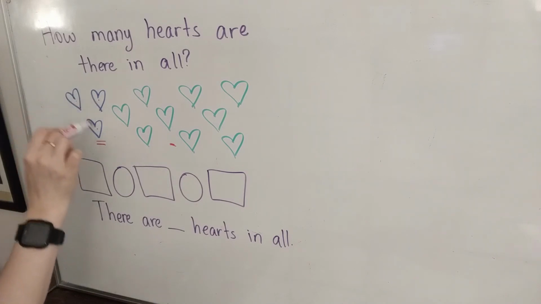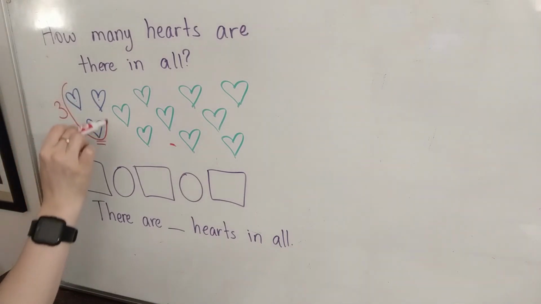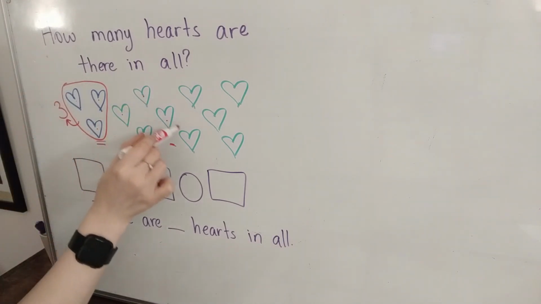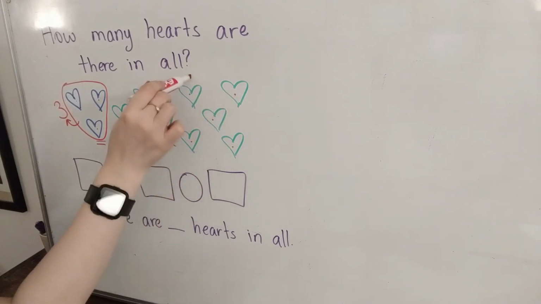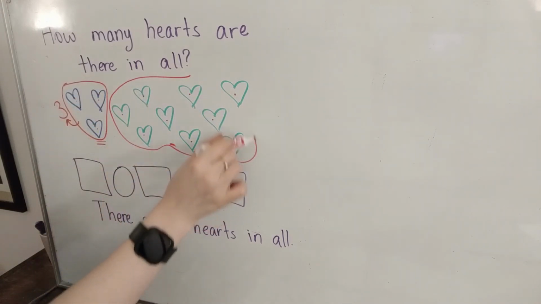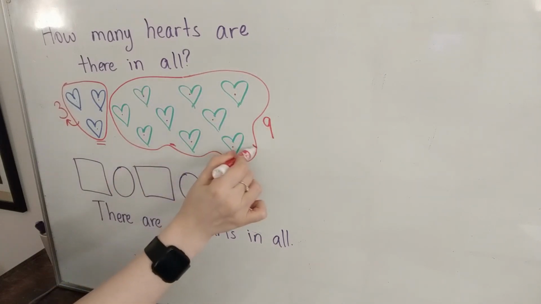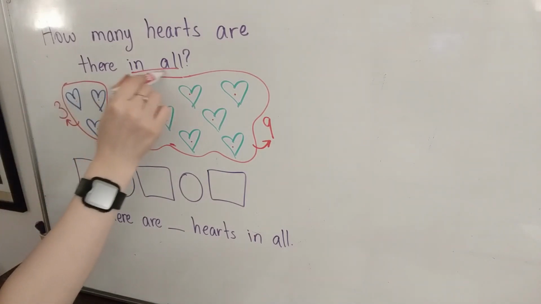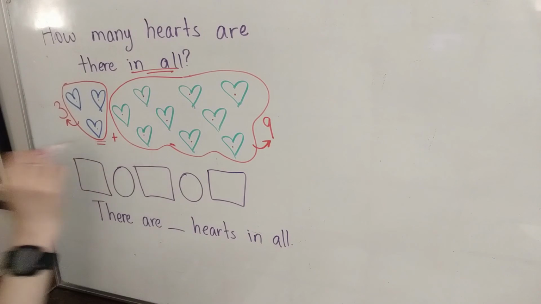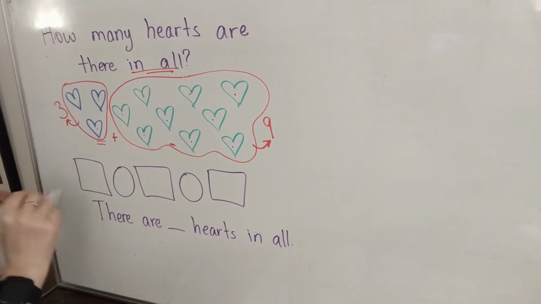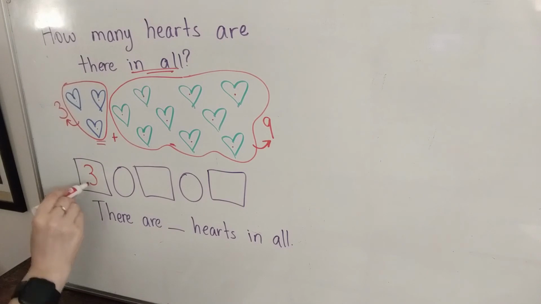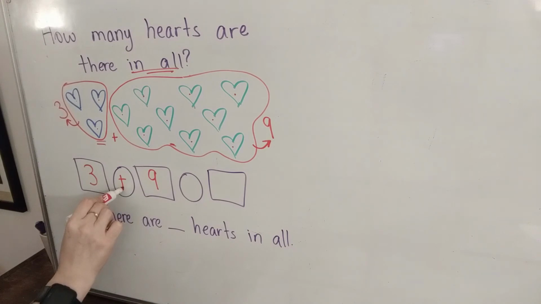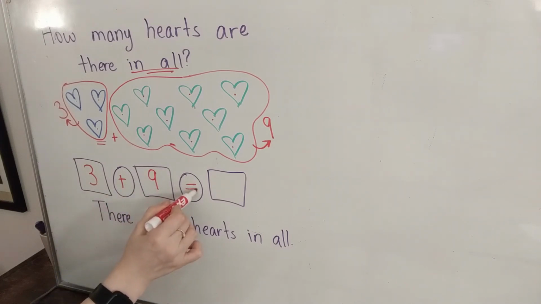1, 2, 3. I'm going to write 3 and I'm just going to circle the blue hearts to show there are 3. 1, 2, 3, 4, 5, 6, 7, 8, 9. I counted 9 green hearts. So I'm going to write the number 9. The question said, how many hearts are there in all? So I know I'm going to add. I'm going to add 3 blue hearts with 9 green hearts. I said I'm going to add, so I'm going to put my plus and my equal.